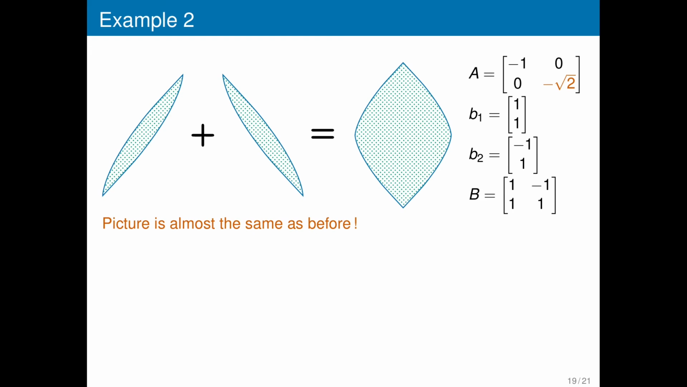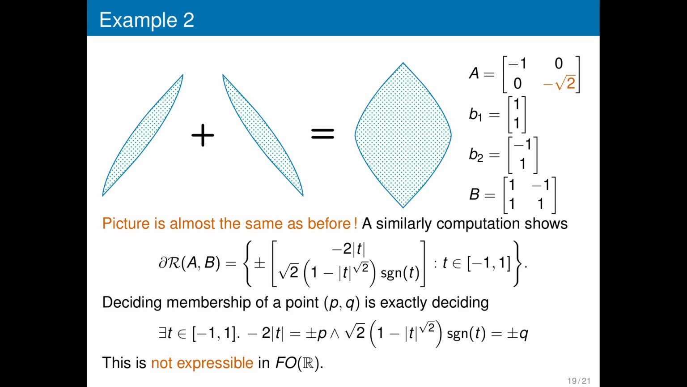Let me now modify the example a little bit by introducing an irrational eigenvalue in A. The picture will look exactly the same, but the math will be quite different because of this number square root of 2. By using the same argument, we can again obtain a parametric equation for the boundary. However, notice that this time there is a difficulty because we need to raise the absolute value of t to the power of square root of 2. In other words, this is not a polynomial anymore.